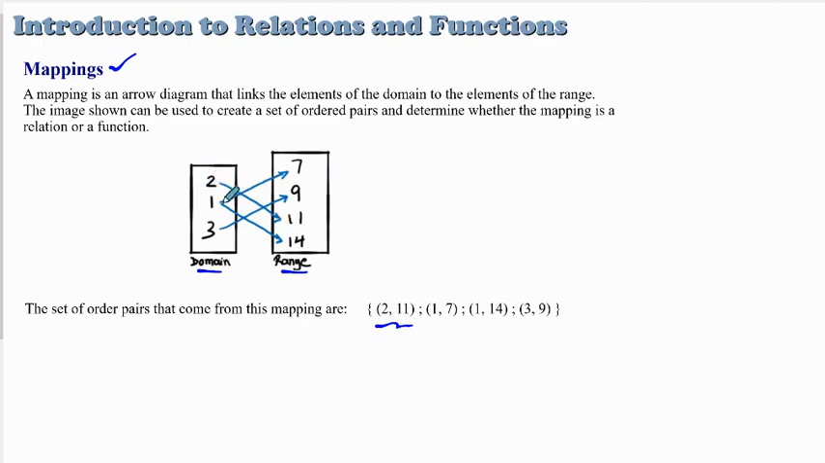The next arrow goes from 1 to 7. The third arrow goes from 1 to 14, and the fourth arrow goes from 3 to 9. So we created our ordered pairs. We see that we have an element of the domain that is used more than once. So that makes this a relation.